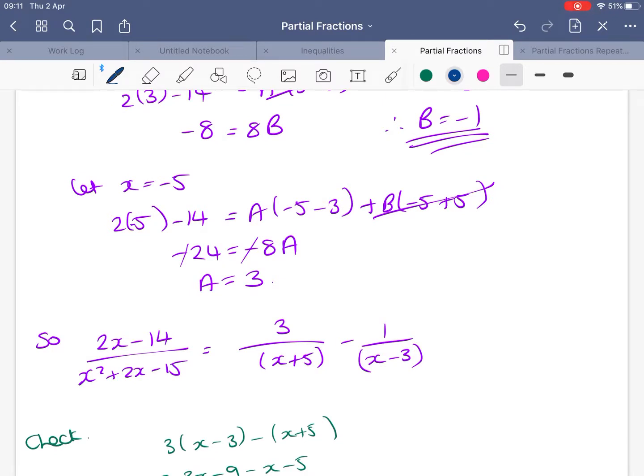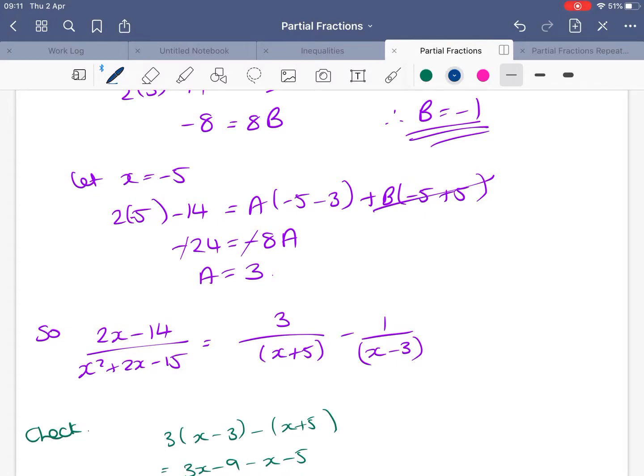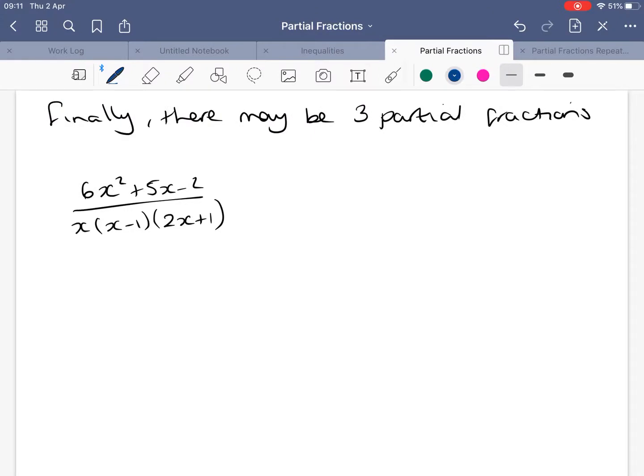That eliminated the b term, and you got a equals 3. And so you ended up with the partial fractions 3 over x plus 5 minus 1 over x minus 3. Okay, so the final step in today's lesson is that sometimes they will give you 3 partial fractions.